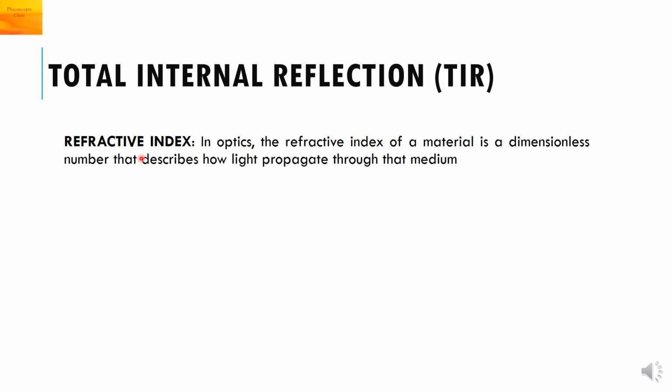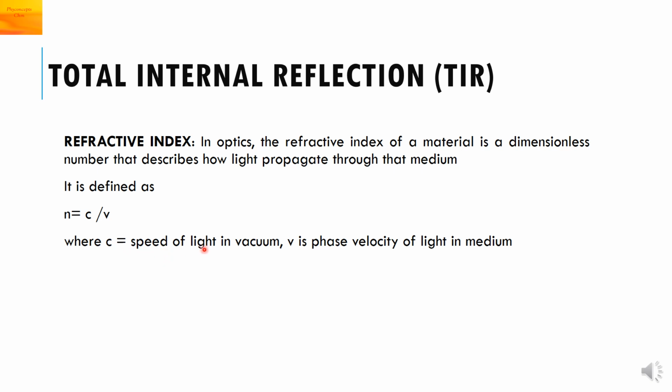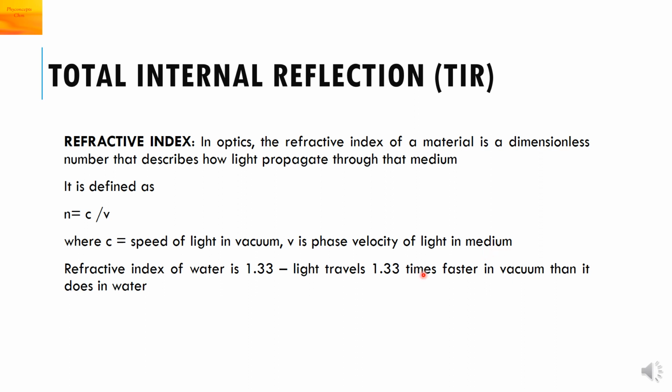We have learned about refractive index in optics. It is a dimensionless number that describes how light propagates through a medium. We know the relation between the refractive index and the velocity. The formula is n is equal to c by v, where c is the speed of light in vacuum, and v is the phase velocity of the light in the medium. For example, if the refractive index of water is 1.33, that means light travels 1.33 times faster in vacuum than it does in water.